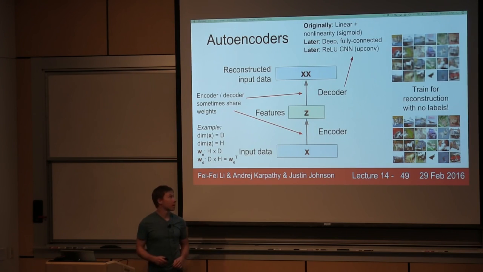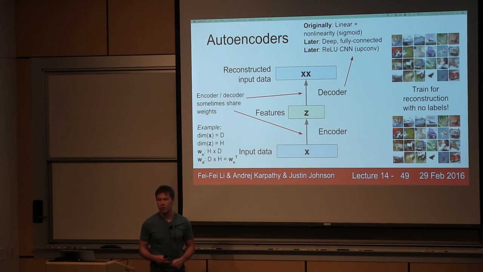Another thing that you'll sometimes see is that these encoder and decoder networks will share weights, just as a regularization strategy, and with this intuition that these are opposite operations, so maybe it might make sense to try to use the same weights for both.